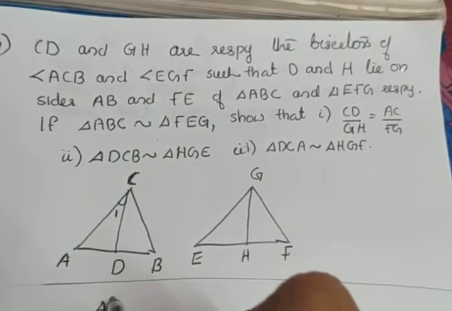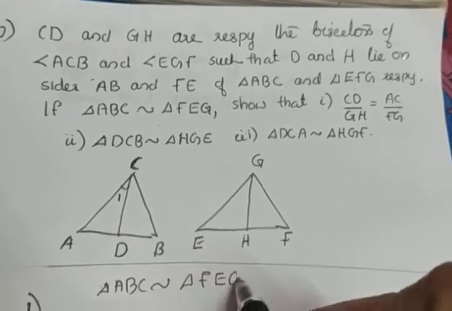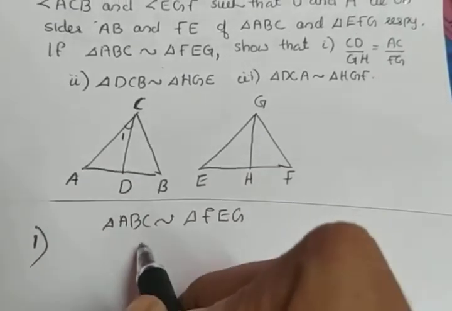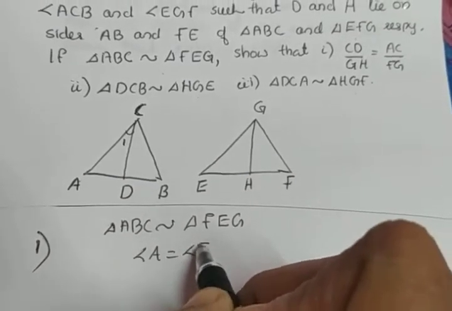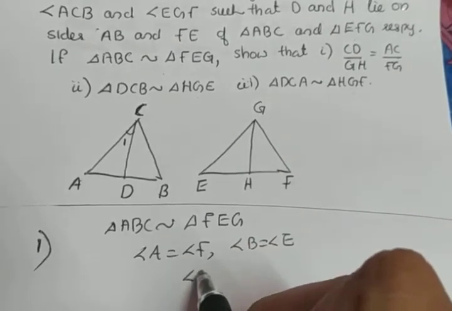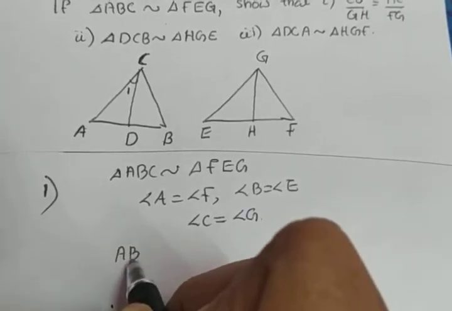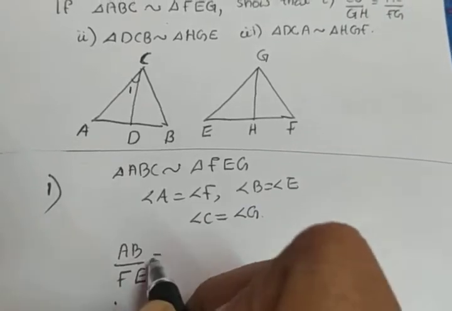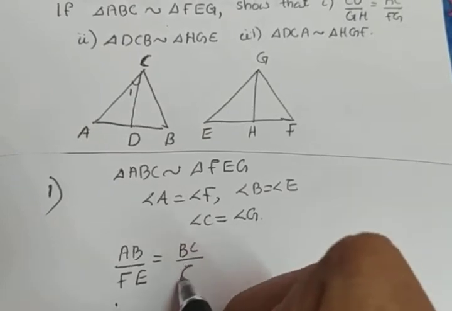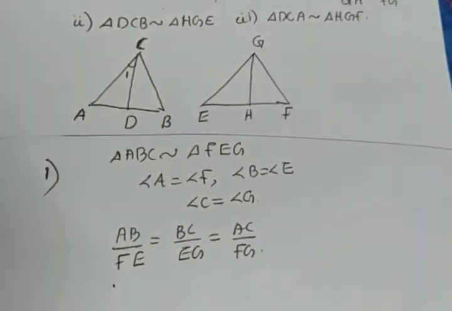It is given that triangle ABC is similar to triangle FEG. If they are similar, what we can write is angle A is equal to angle F, isn't it? Angle B is equal to angle E and angle C is equal to angle G. Also, the sides will be proportional: AB by FE, BC by EG equal to AC by FG. This is the condition we have.